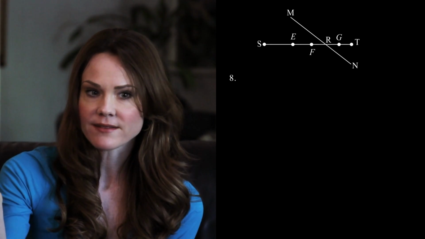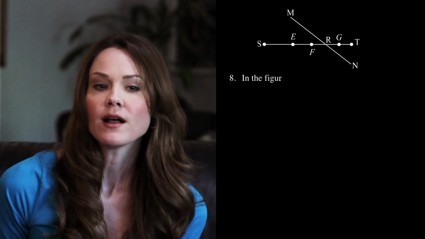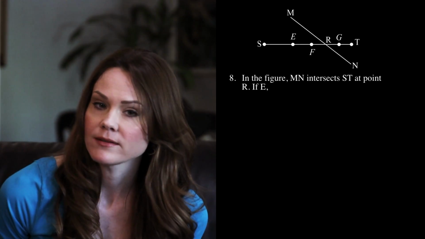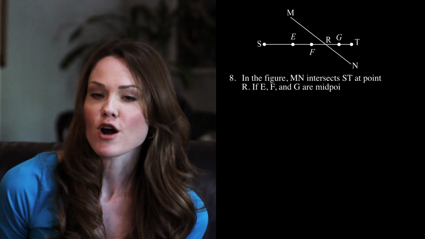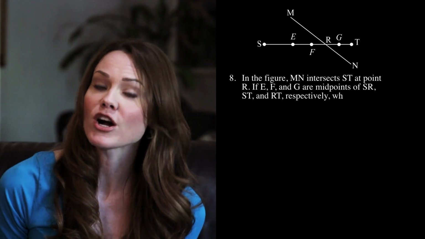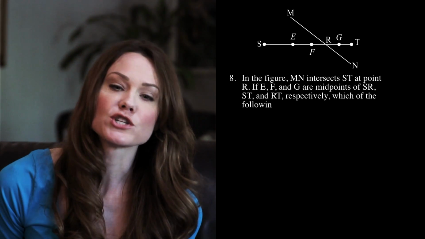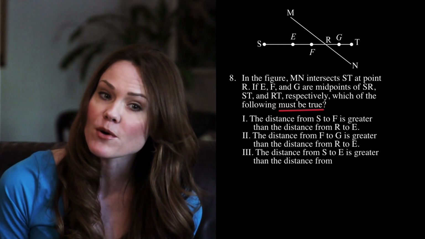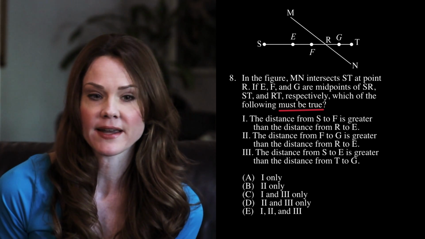Okay, let's take a look at this number 8. They give us a figure above, and then it reads in the figure, line RN intersects ST at point R. If E, F, and G are midpoints of SR, ST, and RT respectively, which of the following must be true? We have the words must be true, we have the Roman numerals, we know we get to plug in.